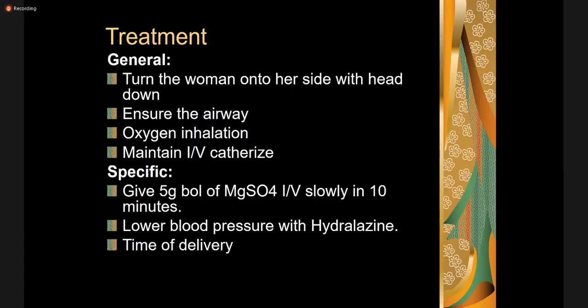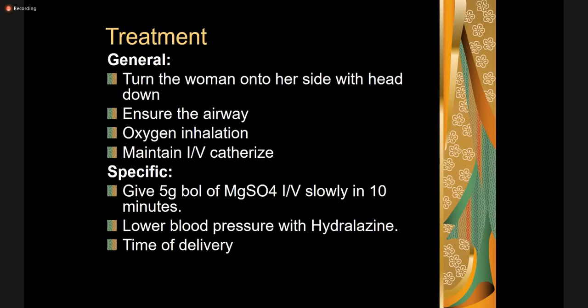The general treatment of eclampsia: turn the woman onto her side with head down so that she does not inhale the vomitus. Ensure the airway, because sometimes they bite their tongues. Many times when they come to emergency, they have already bitten their tongues, and the attendant will give the history that the patient was sitting and complaining of headache, and suddenly she fell down and threw a fit. So take care of her airway. Oxygen should be given, maintain an IV line, catheterize the patient.